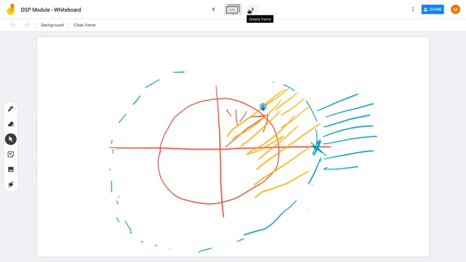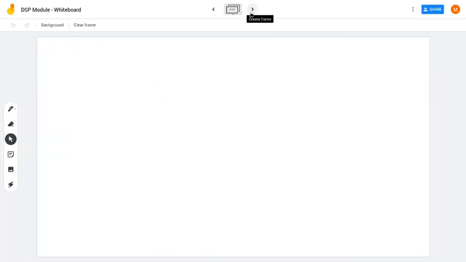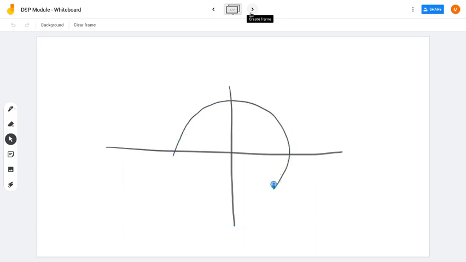So what do you think would be the condition for the system to be both causal and stable? Let's take a look at this system. Assume this is a Z domain and this is a unit circle, and let's assume that the poles we have is here.